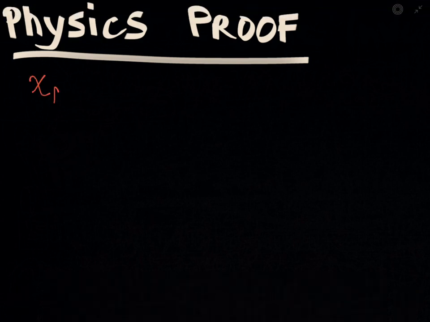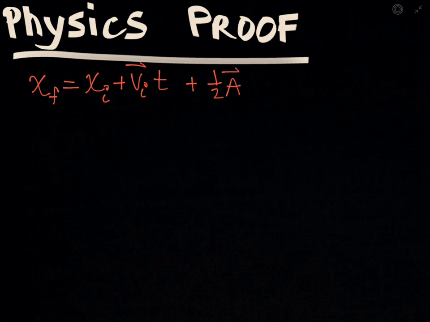We have x final, or the final position, is equal to the initial position plus the initial velocity times time plus 1/2 the acceleration in, I guess, the x direction, but it can be any direction as long as it's one dimension, times time squared. It's 1/2 a t squared, and we're going to try and prove that.